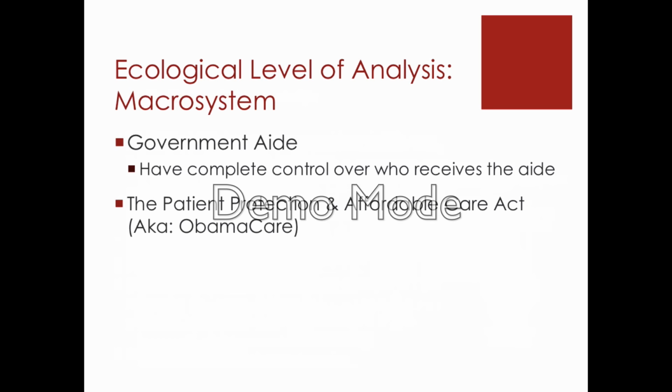In the macrosystem, the main thing here is the government aid, as stated before. They have complete control over who receives the aid, and they have a very set system over who and how you can receive the aid, and they do a very good job of providing as much care as possible for everyone. And then the Patient Protection and Affordable Care Act, also known as Obamacare, was really able to benefit low income and middle income families in providing them the support that they needed.